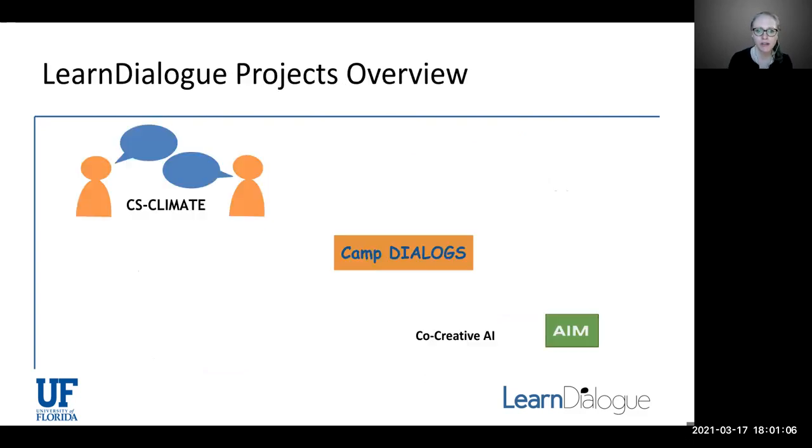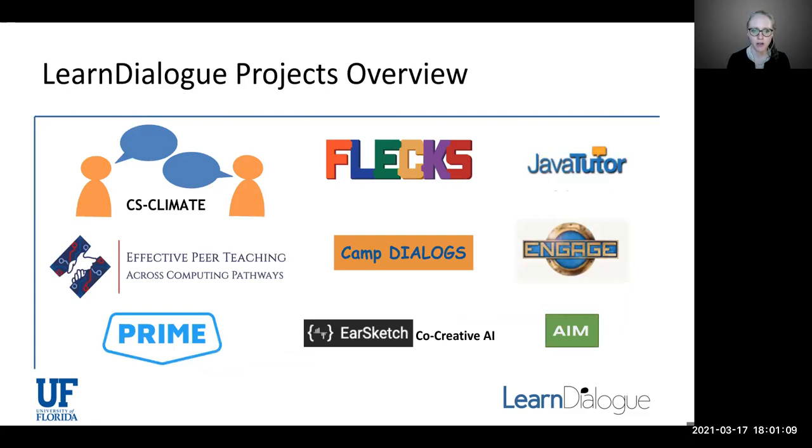So we address these goals and research questions through a group of projects. I will not go into detail about all of them, but the left column of these projects is our undergraduate level work. In our CS Climate project, we're investigating how to support collaborative dialogue among undergraduate computer science learners with a specific focus on supporting rigorous learning for diverse learners and especially for women. In our effective peer teaching project, we are looking at how peer teachers or teaching assistants support students who come to computer science from different disciplines.